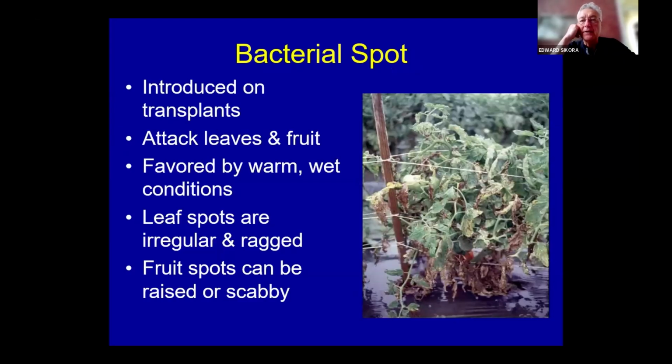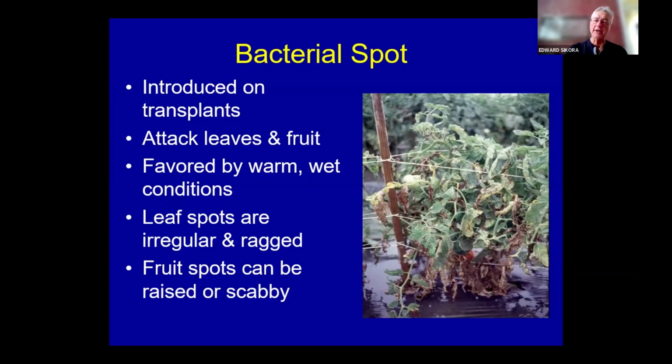Staying on the topic of bacteria, bacterial spot is a continuous problem in Alabama and the Southeast, in both commercial fields and even home gardens, typically introduced on transplants. It attacks leaves and fruit, and often is favored by warm, wet conditions. And most of the pathogens that we talk about are favored by warm, wet conditions, which is not good if you live in Alabama, especially in the spring and early summer. The leaf spots will cause an irregular and ragged look to the plants.